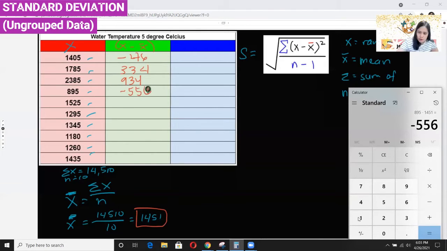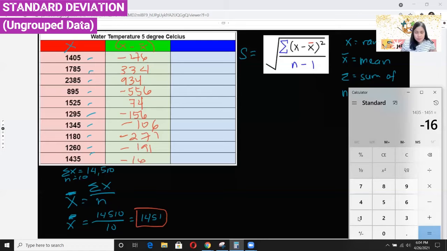1525 minus 1451, we have 74. And then we have 1295 minus 1451, negative 156. 1345 minus 1451 is negative 106. 1180 minus 1451, negative 271. And then 1260 minus 1451, we have negative 191. Then 1435 minus 1451, we have negative 60.